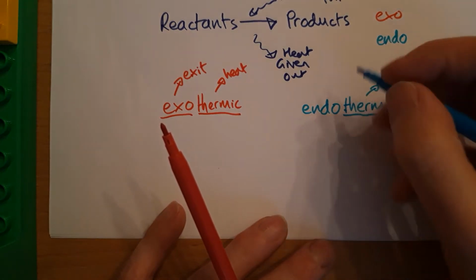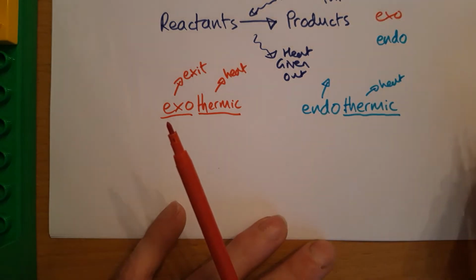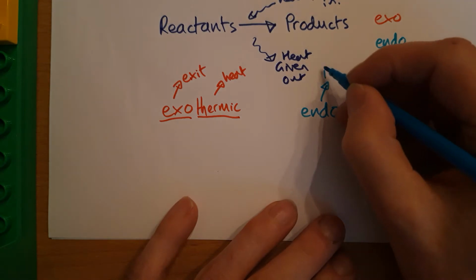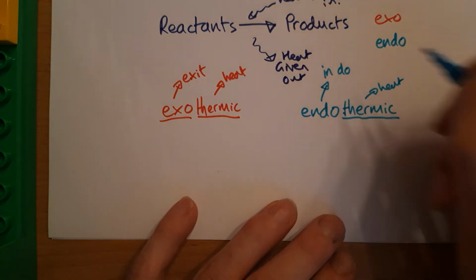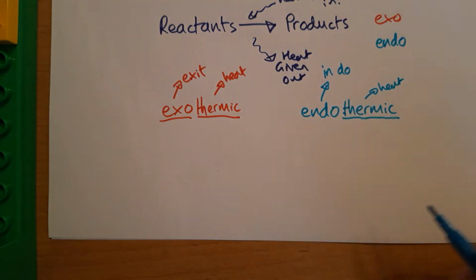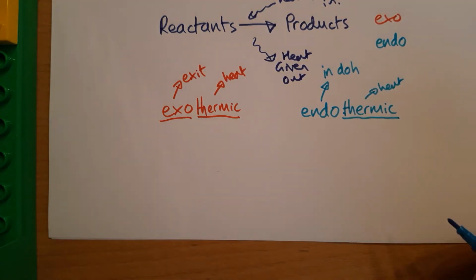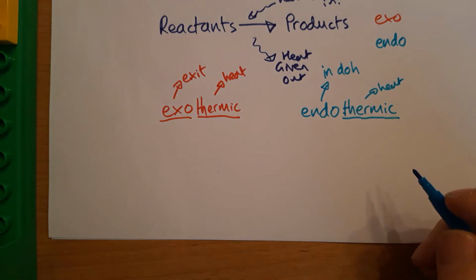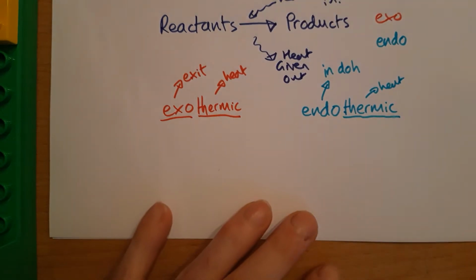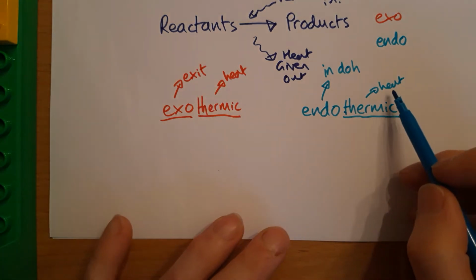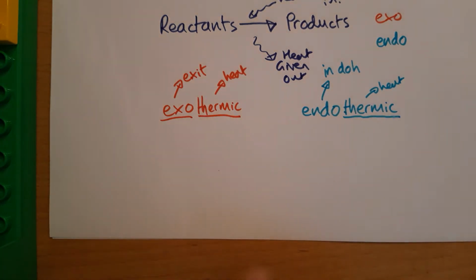Endo is, this is the way I remember it, endo sounds a little bit like Indo. It takes heat in, Indo, doesn't it though? Yes, it does though. You've got to go with me on that. It really works. I don't know how to spell Indo. It takes it in. Doesn't it though? Okay, so you've got two types of reactions. You've got one where heat exits and one where heat is taken in.